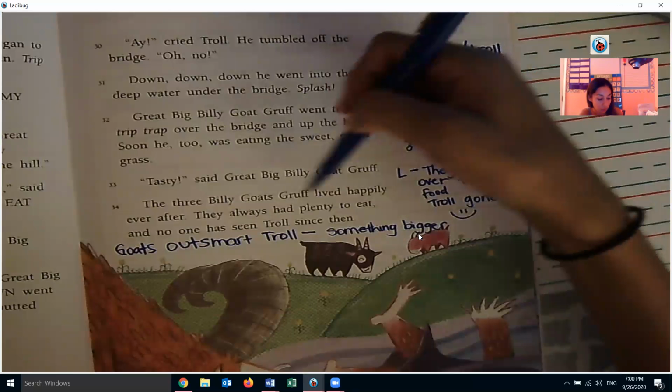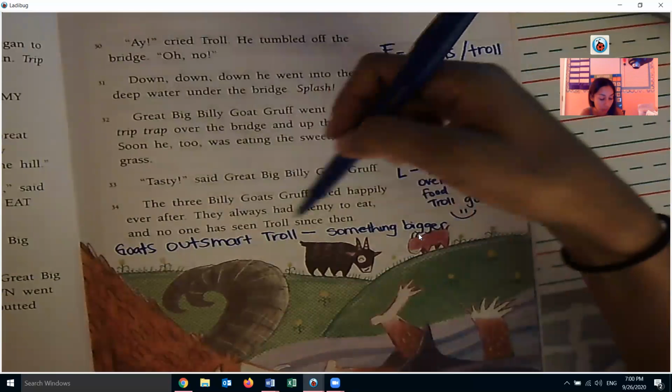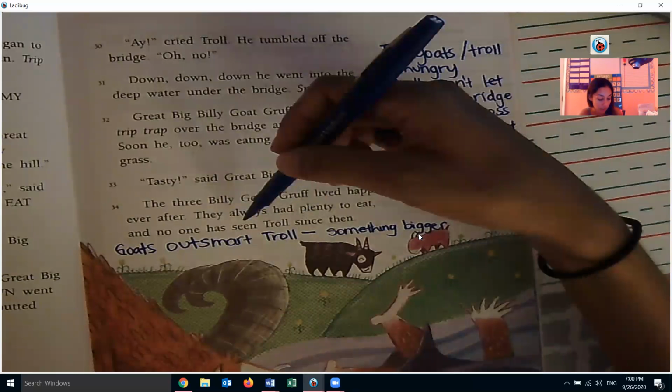The 3 Billy Goats Gruff lived happily ever after. They always had plenty to eat, and no one has seen Troll since then.